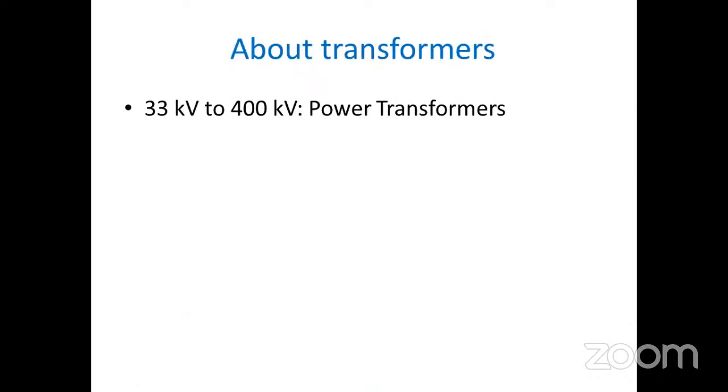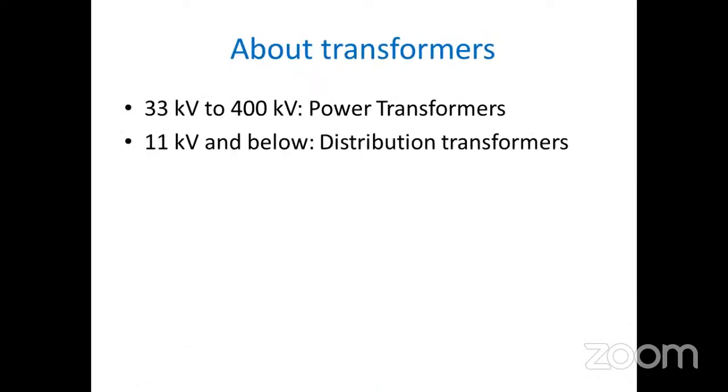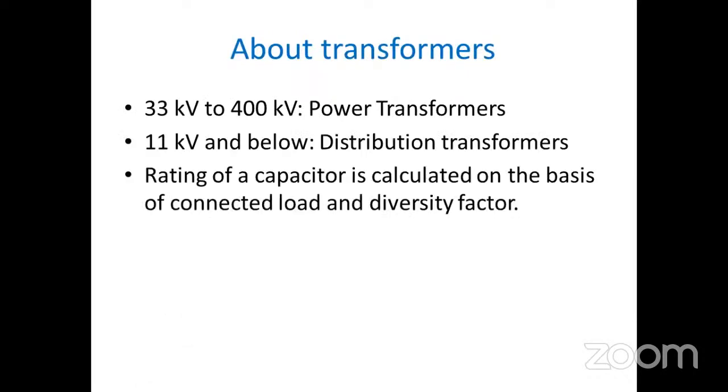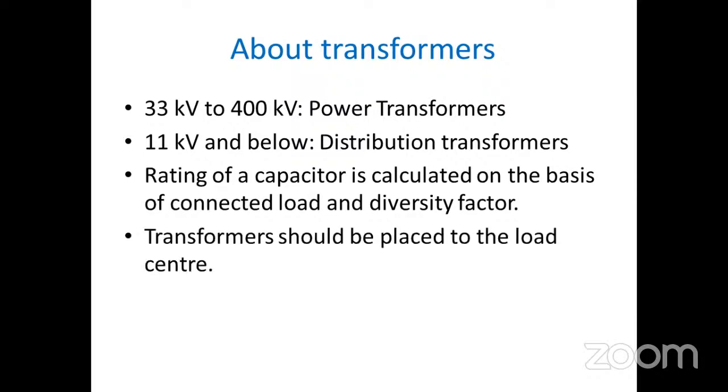33 to 400 kV are power transformers; 11 kV and below, we call distribution transformers. Rating of a capacitor is calculated on the basis of connected load and diversity factor. Transformer should be placed at the load center.